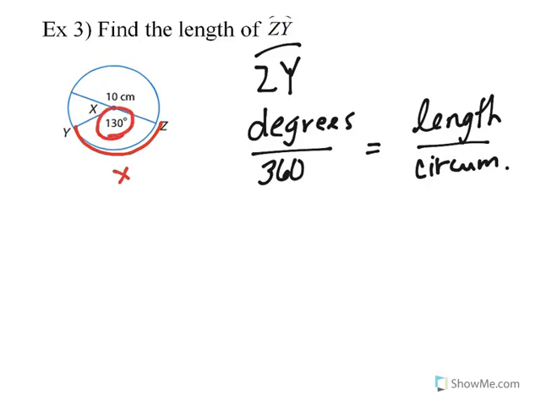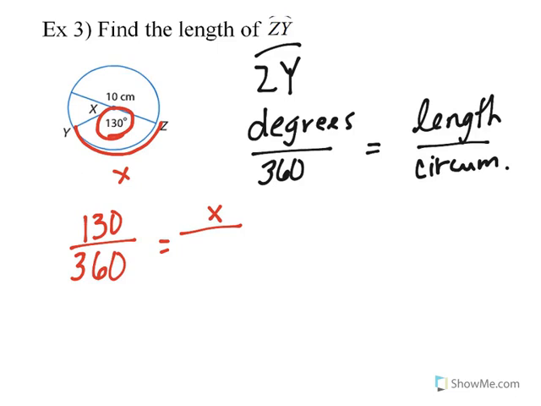130. So the first thing I'm going to fill out is 130, those are my degrees, over 360 is equal to my arc length, that is the piece I don't know, over my circumference. Here's the issue. Did they give you your circumference? I would hope you say no.